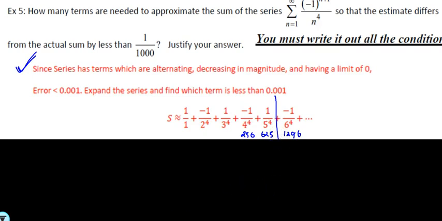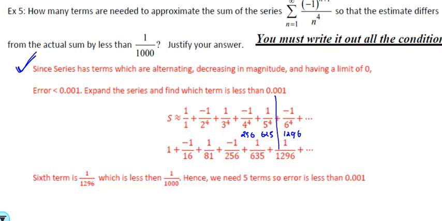And let's check it out. How many terms do you need? Oh, this is a typo. This should be 625. 5 to the 4th is 625. So the sixth term is clearly less than 1 over 1000. So we need 5 terms. It is purely a coincidence that you get the same answer, 5 terms, but not all the time do you get the same.